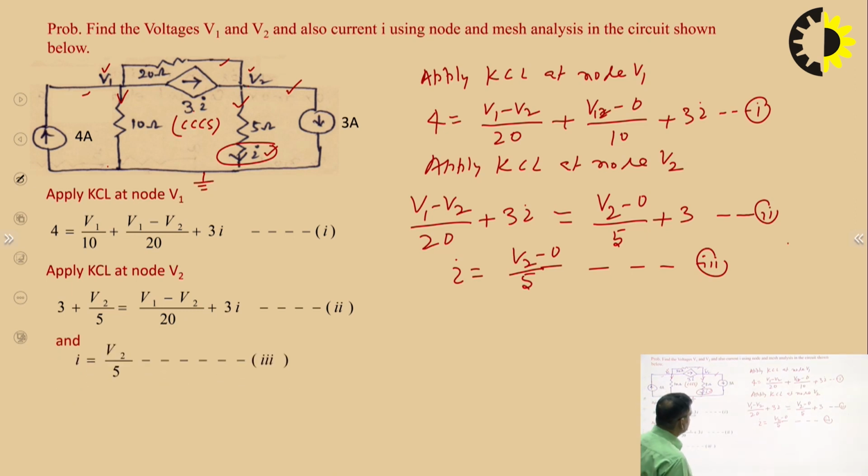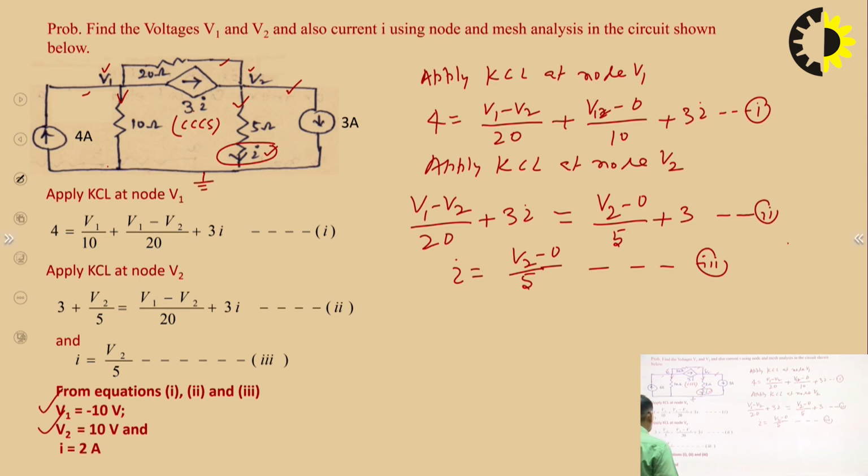From the first, second and third equations we get V1 equal to minus 10 volt, V2 equal to 10 volt, and I equal to 2 amperes. So solving these 3 equations we can get the values of V1, V2 and I.